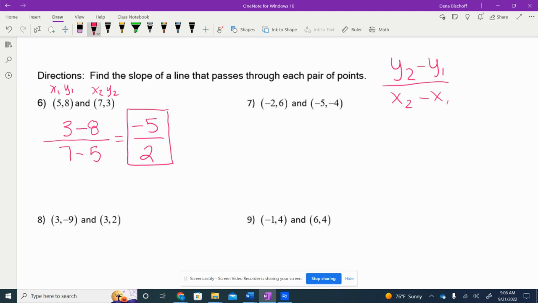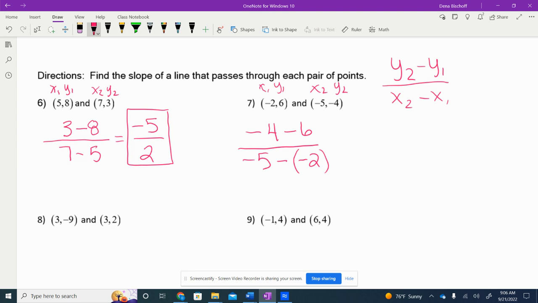I'm going to label my points again. You don't have to, but it might be helpful for you. X1, Y1, X2, Y2. So Y2 minus Y1: negative 4 minus 6 over X2, which is negative 5 minus negative 2. Notice when I subtract a negative, I put that in a parenthesis so I can see exactly what's going on.